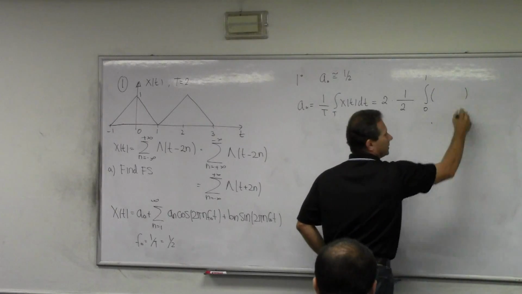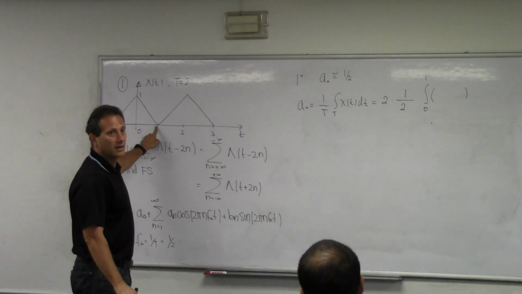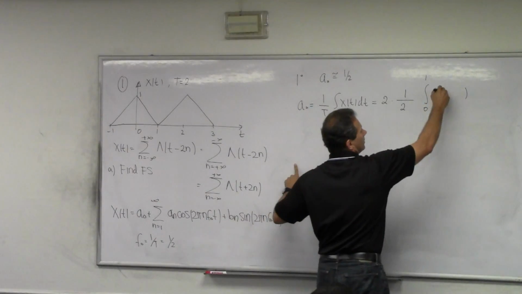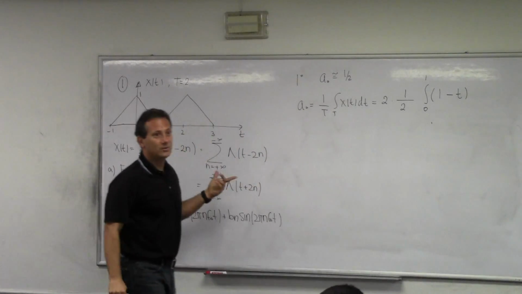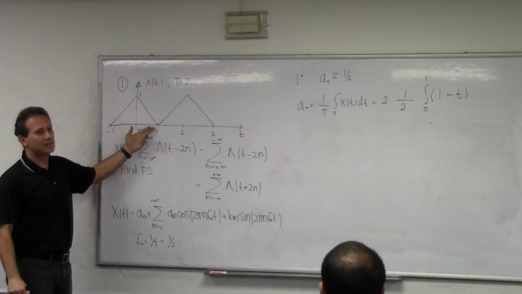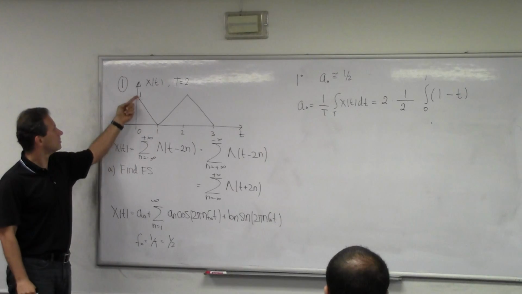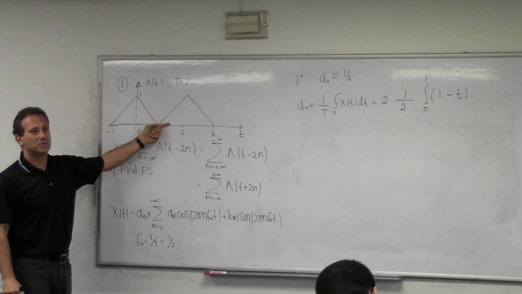Now is where the difficulty is. What is the function in this interval, right? And really, this is 1 minus t, right? How do you see that? Well, this is a straight line. What's the slope of this line? It goes 1 down per 1 horizontally. So the slope is -1.